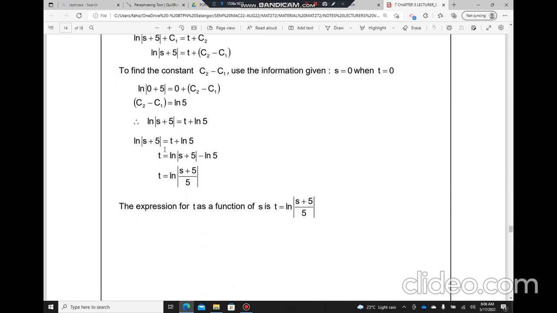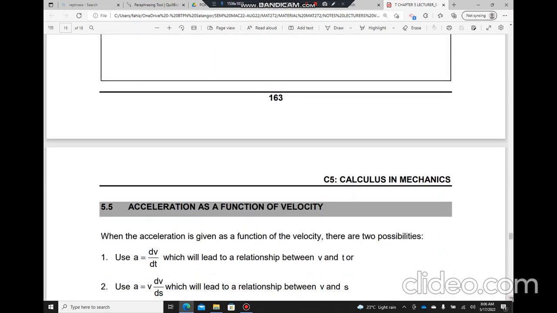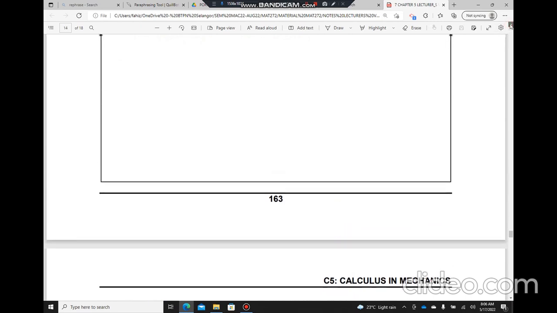So kita just nak T dalam sebutan S. So T dalam sebutan S, awak just tukar je kedudukan tempat ni. T equals ln S plus 5, bawa ln 5 ke sebelah kiri. So dia akan jadi ln S plus 5 minus ln 5. So kalau ln dia tolak, ada properties of ln kat sini. Bila dia tolak, dia akan jadi bahagi function dalam ni. So the expression for T as a function of S is T equals ln of S plus 5 over 5. So this one for example 8. So that's all for 5.4.